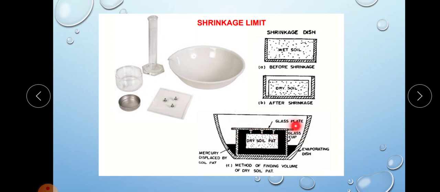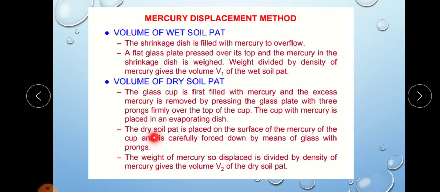This glass plate is pushed downward, so excess mercury will be removed. Like that we are filling the glass cup fully with mercury. Then the dry soil pat is placed on the surface of the mercury of the cup and is carefully forced down by means of the glass plate with prongs. And the weight of the mercury so displaced is calculated, and weight divided by density of mercury gives the volume of the dry soil pat.